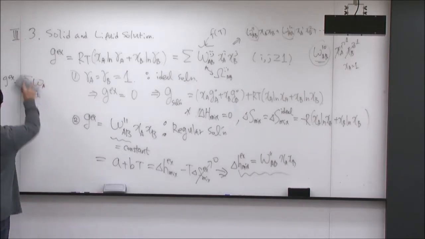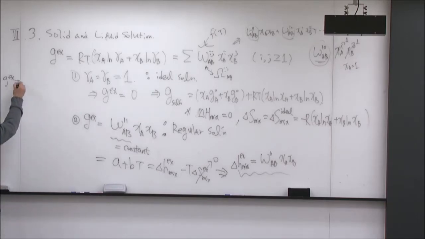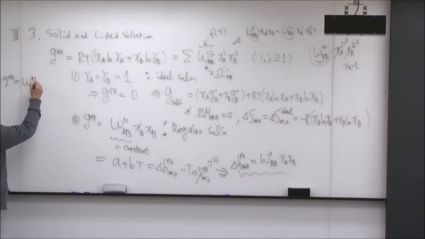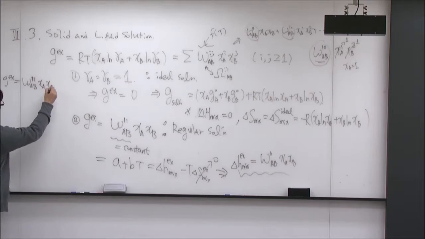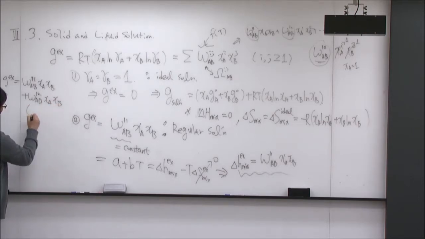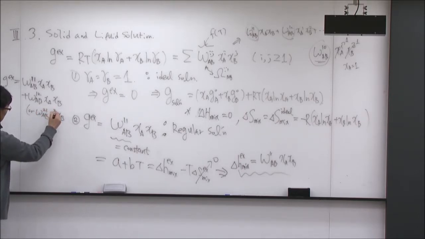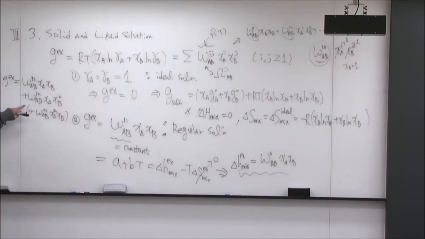So number 3 is when you have this kind of case. This is not a very general case, but sometimes people actually want to say this one: omega AB 1,1 times the mole fraction of A and mole fraction of B, plus omega AB 1,2 XA XB squared, or omega AB 2,1 XA squared XB. So in this kind of case, you have one more term in this excess parameter.